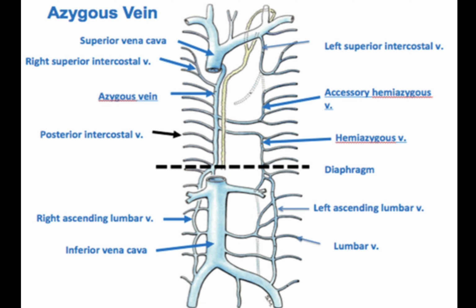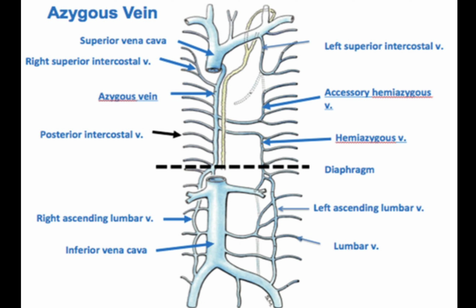and it collects tributaries from the lower 8, that is the 4th to 11th posterior intercostal veins, and it also collects the right superior intercostal vein, which is formed by the union of the first, second and third intercostal veins.